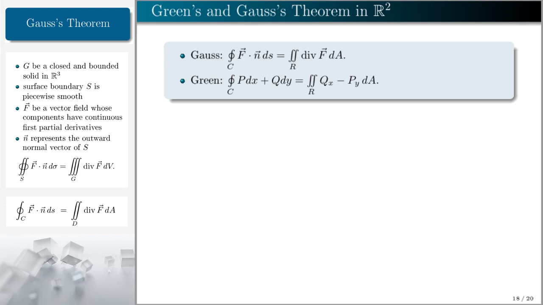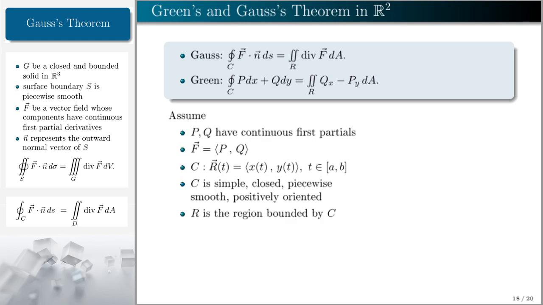Though they may look very different at first, it can be proven that Green's theorem and Gauss's theorem are equivalent in R squared. And we can see that through the following illustration. For one, they have exactly the same requirements, and that is, let F be equal to (P, Q), its components P, Q should have continuous first partials. Let us have a parametrization for our curve C, where C is a simple, closed, piecewise smooth, positively oriented curve. Of course, R will be the region bounded by C.